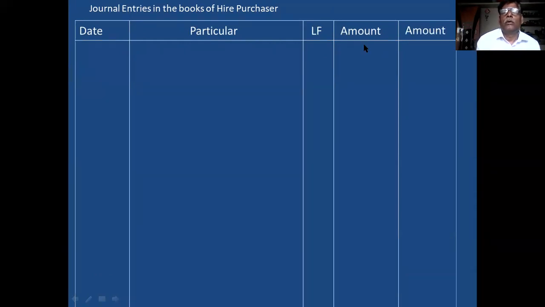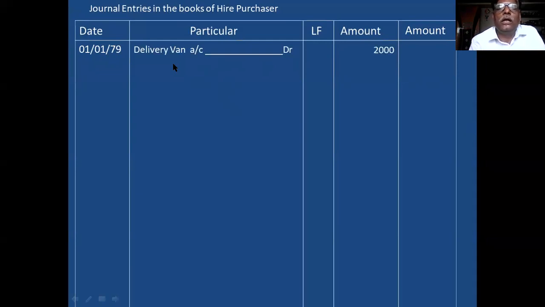Okay. Amount I have taken. You write debit, credit. You take this as a debit, credit. 1-1-79. First you pass two entries for cash down. Cash down: first is debit the increase in asset, credit the increase in liability. Delivery van account debtor to Y company account. Y company account, 2,000 is the cash down. Being cash down due.